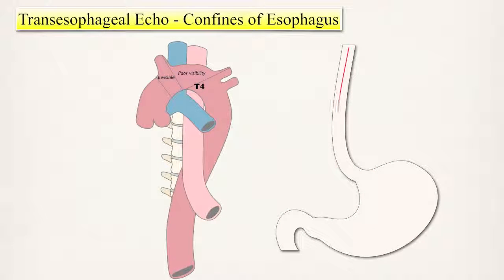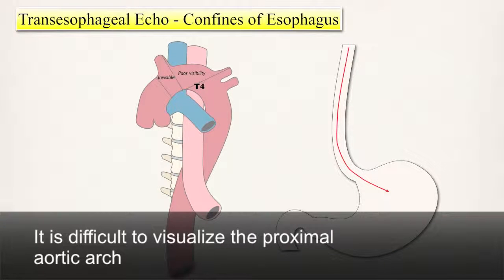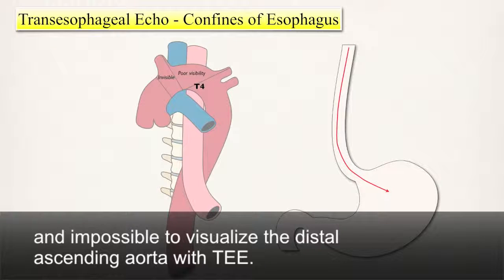The esophagus both provides a conduit to allow close imaging of the heart and also provides limitations to the positions the probe can achieve in relation to the heart. This is further complicated by the fact that some structures of interest, such as the aorta, do not run completely parallel to the esophagus throughout their course. Furthermore, the left main stem bronchus becomes interposed between the aorta and esophagus in the aortic arch. Since it is filled with air which conducts ultrasound poorly, it is difficult to visualize the proximal aortic arch and impossible to visualize the distal ascending aorta with TEE.